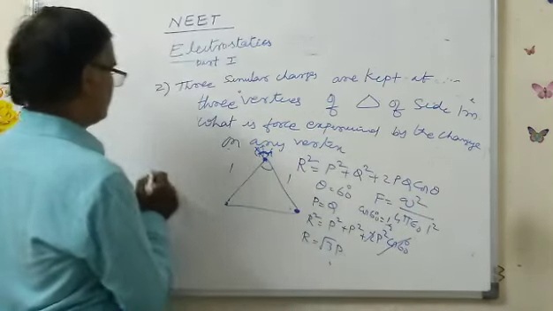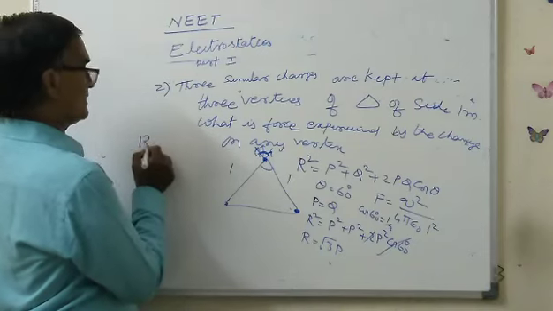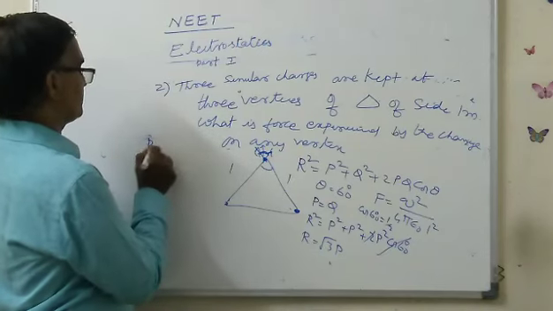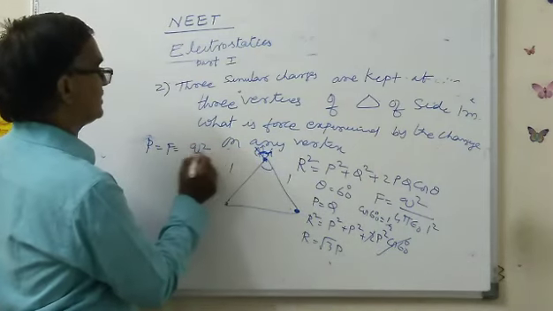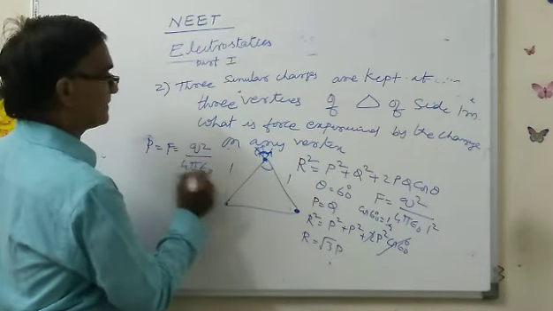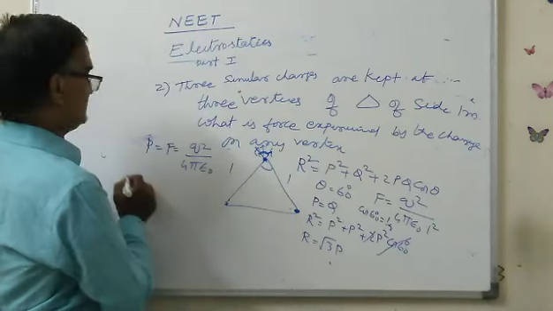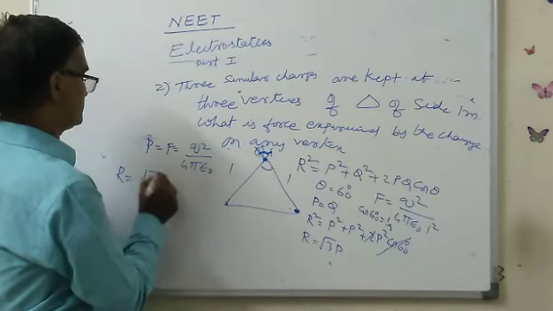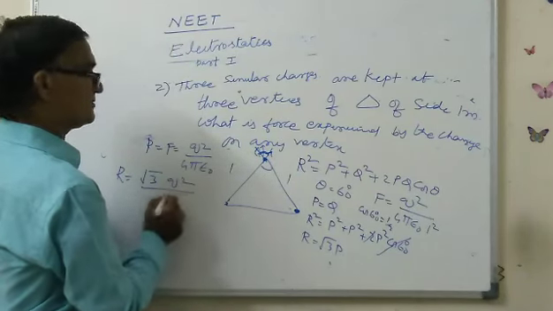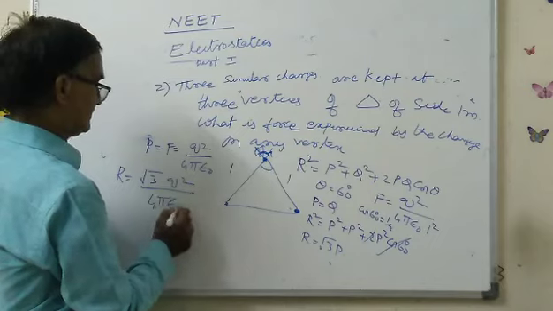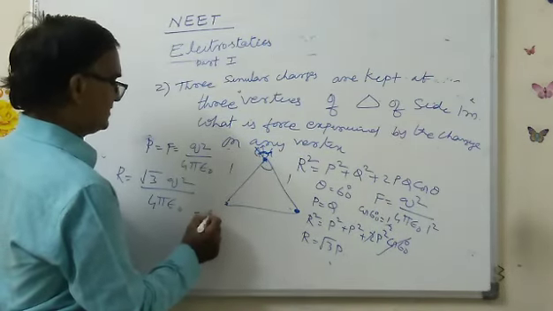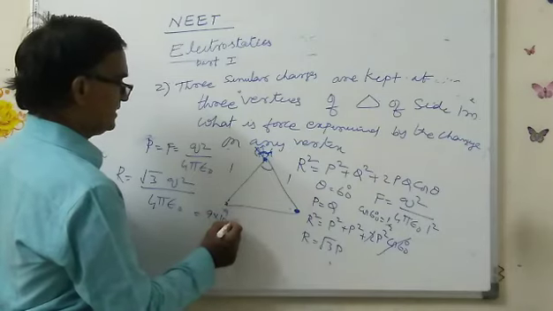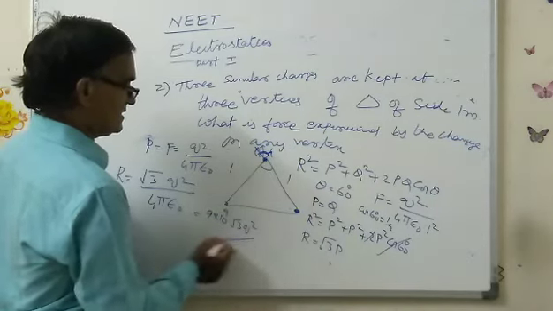So you know 1 by 4 pi epsilon naught. P is the force, which is equal to, what formula do you have? Q square by 4 pi epsilon naught. Now in this, R is equal to root 3 Q square by 4 pi epsilon naught. That is 1 by 4 pi epsilon naught, you can write the value 9 into 10 power of 9, into root 3 Q square is the answer.